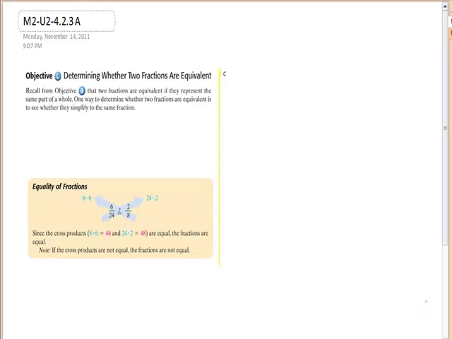In this lesson, we're going to talk about determining whether two fractions are equivalent, or are they equal. There are going to be two ways to do this. One way is to reduce and compare. If you reduce each fraction to lowest terms and compare them, if they're identical, then they're equal. And if they're not, then the answer is no.